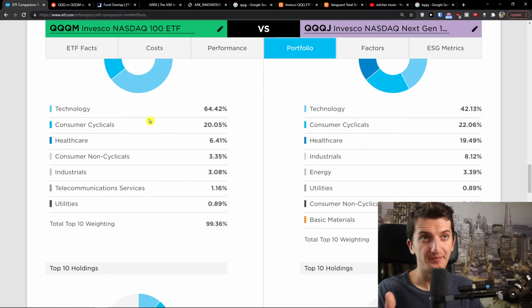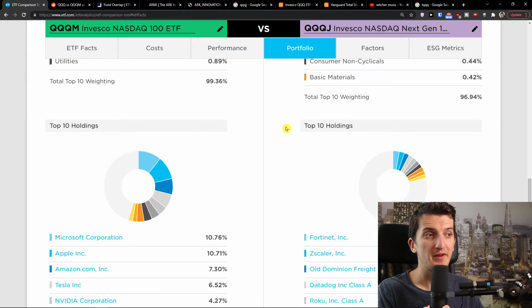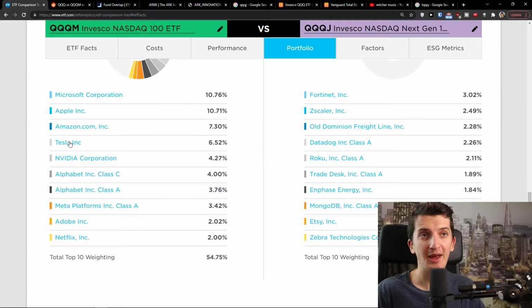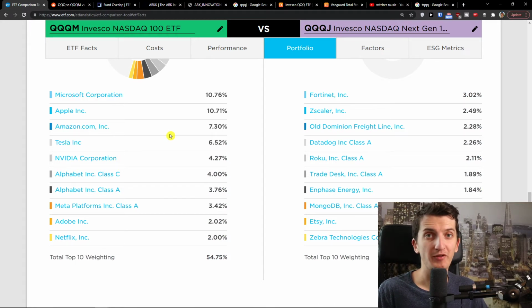And now the holdings. I'm comparing QQQM with QQQJ primarily because imagine QQQ is the same as QQQM. Technology, consumer cyclicals, healthcare. Now, healthcare is pretty dominant in QQQJ. When we go even further, we see the stocks right here. So you see that Microsoft Corporation, Apple, Amazon, Tesla, Nvidia, these 5 stocks in QQQM and also in QQQ, I will show you straight away, make up like 40% of the ETF. This is really important to know about.